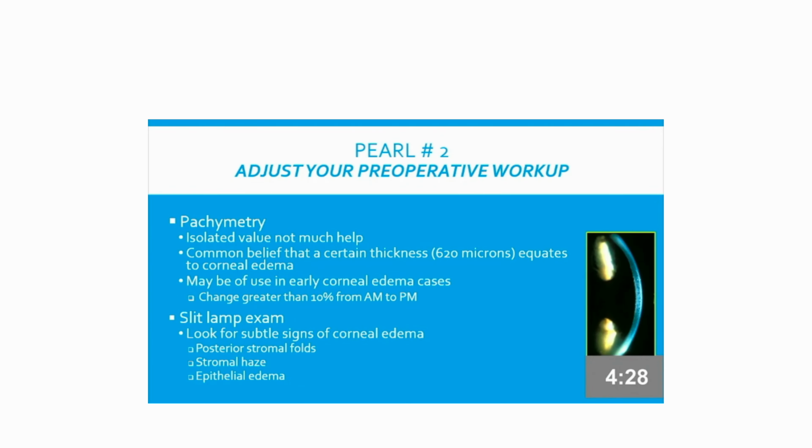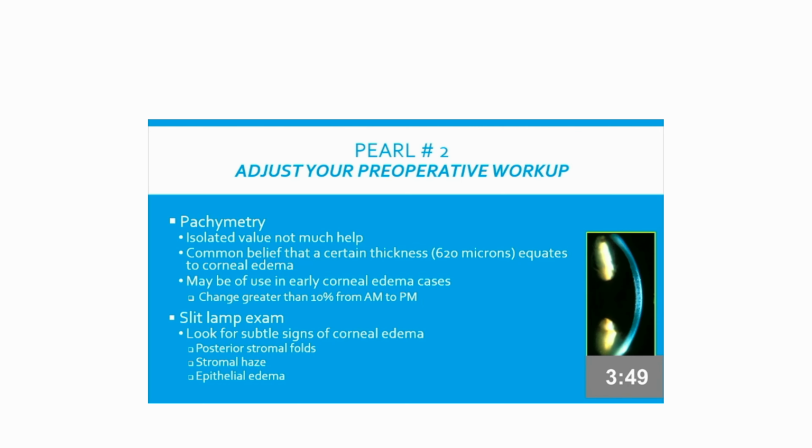Pachymetry in and of itself should not determine if this cornea is edematous, and I think there is this kind of a historic number of 620 microns or 650 microns that defines edema, but we know from our LASIK workup and the pachymetry we do, we could have very, very thin corneas that can be edematous at 580, and we can have 660 micron corneas that can be non-edematous. So don't use the specific number, but in that patient you're unsure of, pachymetry may help if you bring the patient back for a morning pachymetry compared to an afternoon pachymetry. A difference of 10% can be indicative of corneal decompensation.